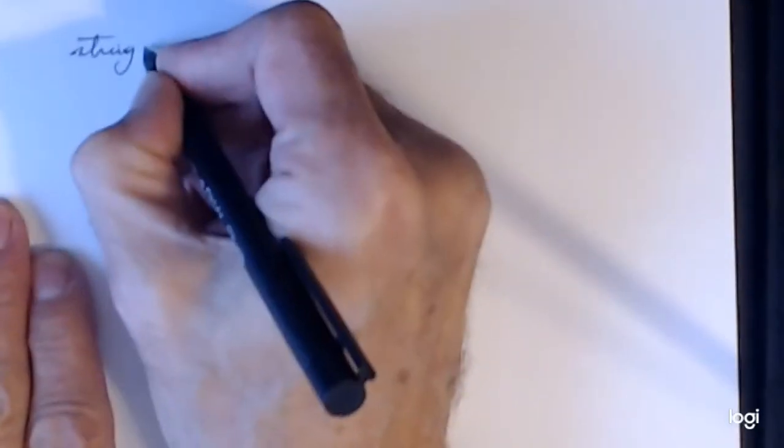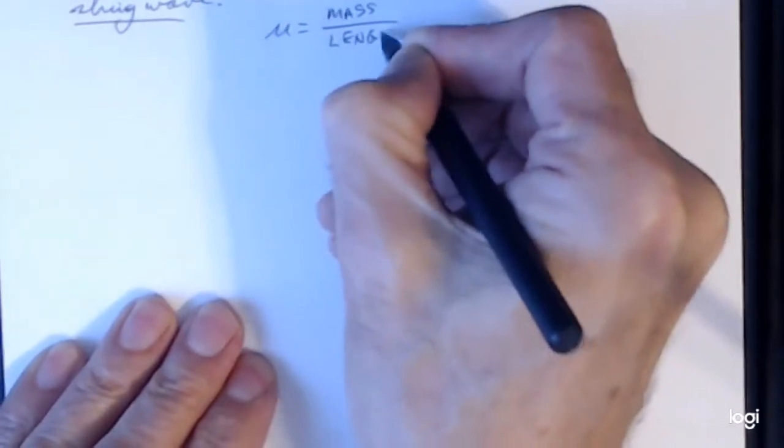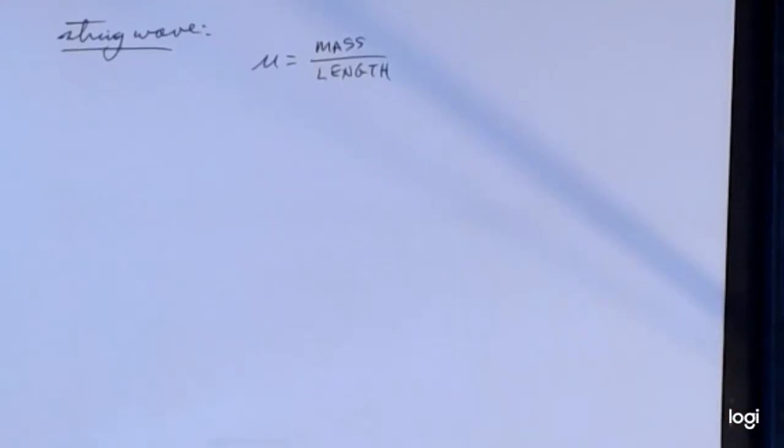So, speed of waves on strings, transverse waves on strings. A string wave. One thing that we're going to need to make use of is what's called the linear mass density, which is going to be represented by the Greek letter mu.